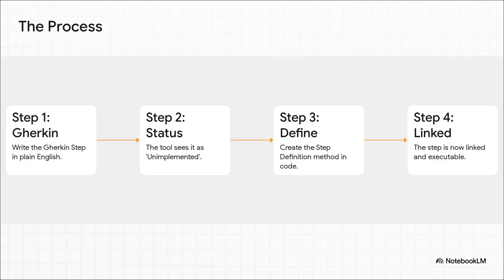The whole process is actually super straightforward when you break it down. First, you write your step in English. The tool, of course, says it's unimplemented. Then you pop over to your code and create the step definition method. And just like that, boom, the link is made. Your English step is now hooked up to code and totally ready to run.